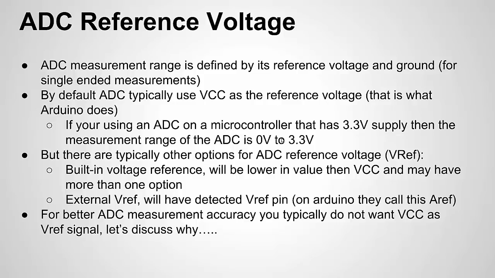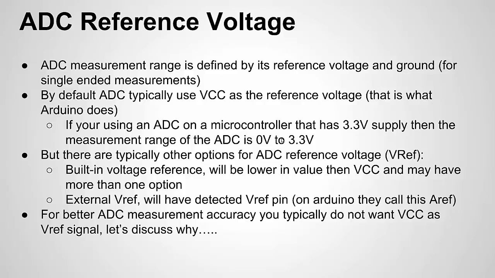Now, if you're familiar with making ADC measurements with Arduino, it uses VCC, or the power supply going to the chip, as the reference voltage. So if you have an Arduino Zero, with the SAMD21 chip, you're going to have a 3.3 volt ADC range, 0 or ground to 3.3 volts. If you have Arduino Uno, you're going to have 5 volts, and that's going off the power supply for the microcontroller. There's other options, though, typically for what to use as the voltage reference for an ADC.